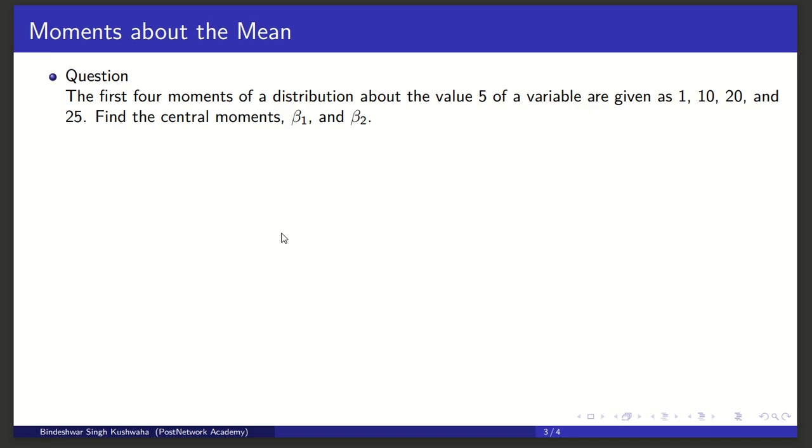Now the question is, the first four moments of a distribution about the value 5 of a variable are given, that is 1, 10, 20 and 25. So find the central moments, beta 1 and beta 2. So here it means that mu prime 1 is given, that is 1, mu prime 2 is given, which is 10, mu prime 3 which is 20 and mu prime 4 that is 25.